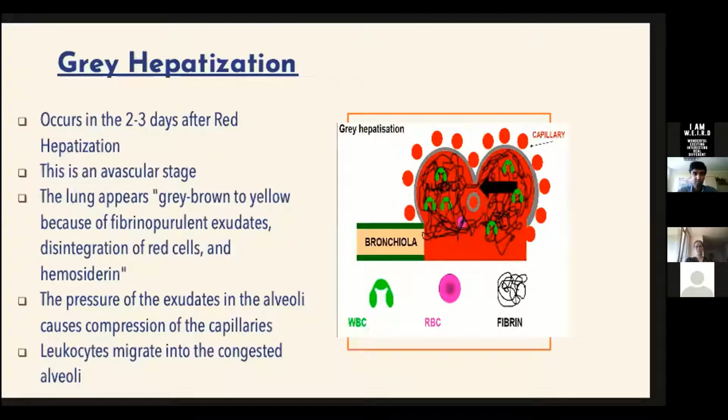In gray hepatization, the lobe starts turning gray. This is mainly because the RBCs start degenerating by this time. It still has the liver consistency though. It occurs 2 to 3 days after the red hepatization stage. And the pressure of the exudates in the alveoli would start causing compression of the capillaries. The leukocytes would start migrating into the congested alveoli.